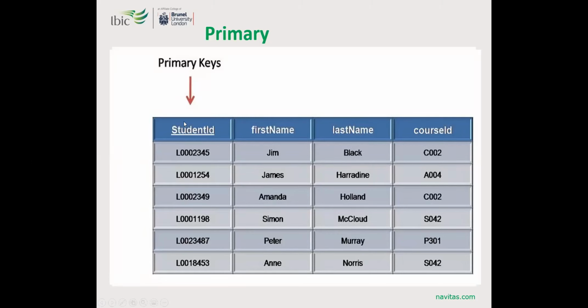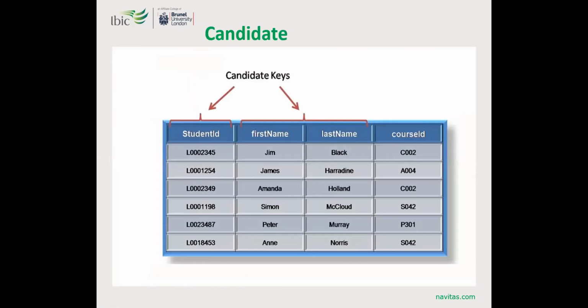So here you can see the student ID is considered to be a primary key. A candidate key is a combination of either first name and last name, or a student ID. So candidate keys show as many options as you want to be able to provide an identifier.